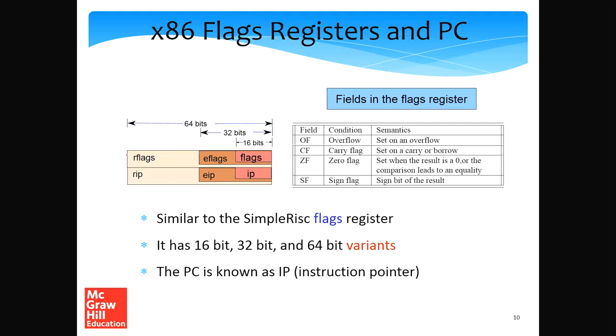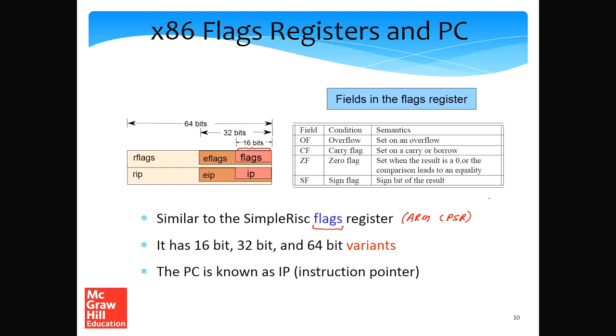So first we have the RFLAGS register. Similar to our terminology in the previous two slides, the RFLAGS register is 64 bits. Its lower 32 bits can be interpreted as the EFLAGS register, and the lower 16 bits can be interpreted as the FLAGS register. So FLAGS, EFLAGS and RFLAGS, the same way as AX, EAX and RAX. The FLAGS register is exactly similar to the simple RISC flags register or the ARM CPSR register. What it does is that it contains the results of the latest comparison.